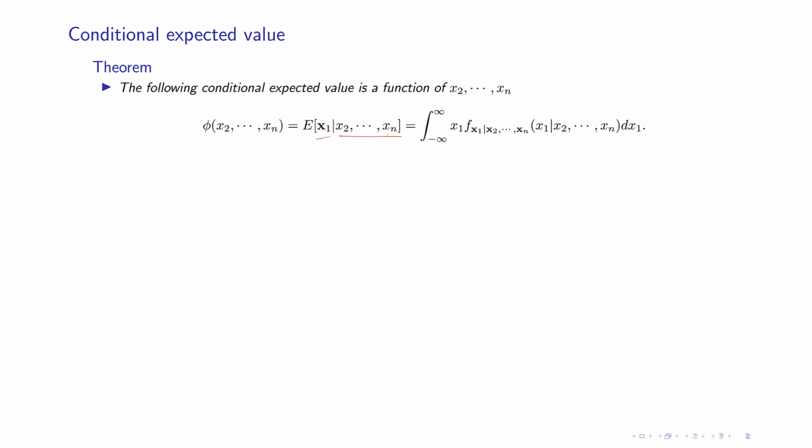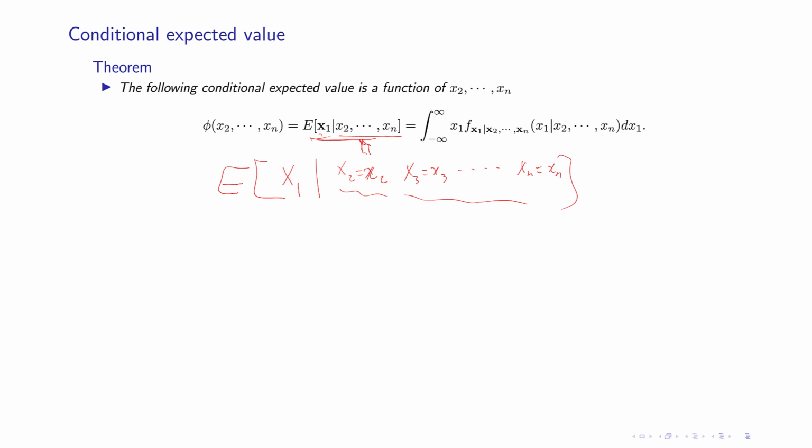So this means that you know that x2 is equal to x2, x3 is equal to x3, and xn is equal to xn. So you know these values, and then you have these random variables. So given these events, you want to calculate the mean of that. So obviously, for the definition of this expected value, this is an abbreviation.